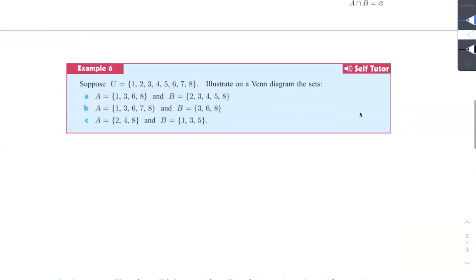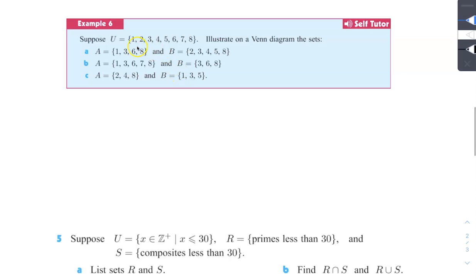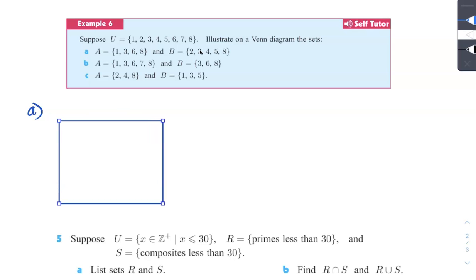Okay, let's do some examples. Suppose our universe is 1 through 8. Illustrate Venn diagrams for the following sets. So we're going to do each one. So here's A. This is probably an easier way for me to do that. There we go. Look at that. There's my universe. Remember, my universe is the numbers 1, 2, 3, 4, 5, 6, 7, 8. Then I have A and B.